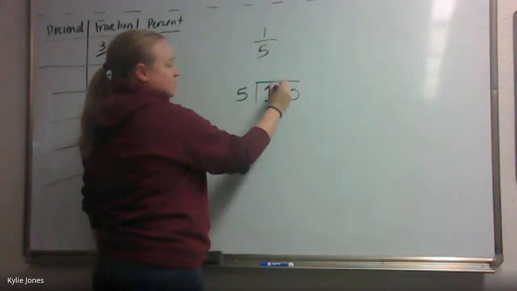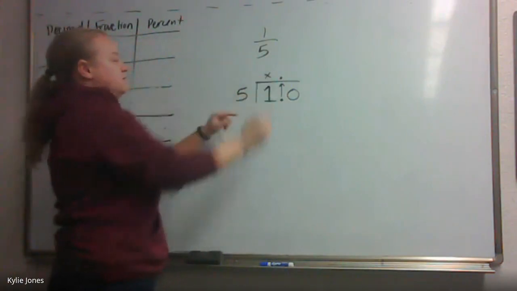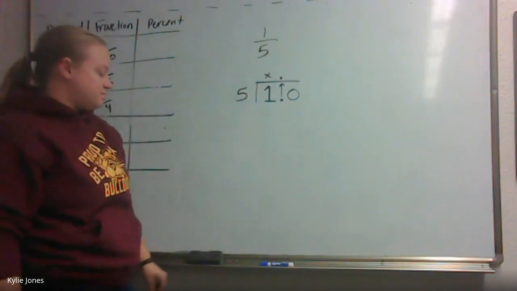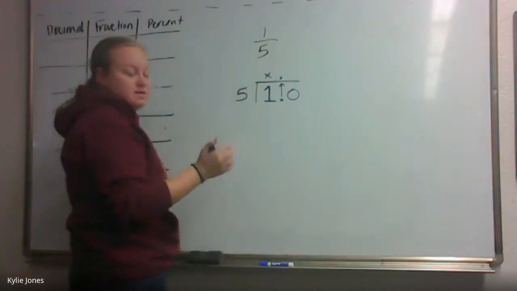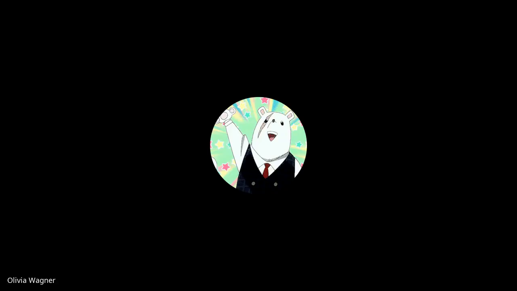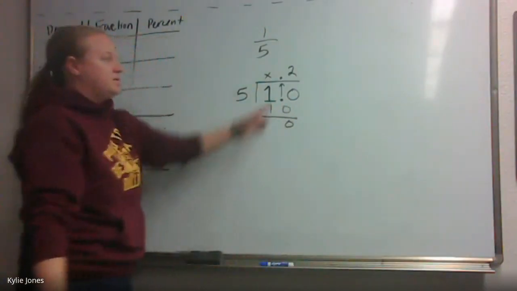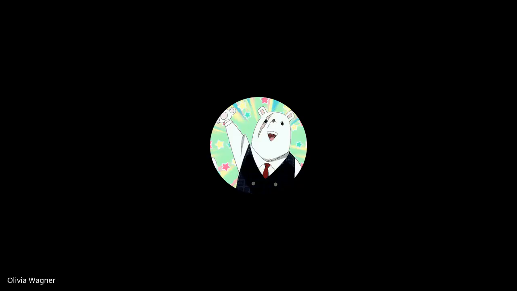And if we add a decimal, we bring it straight up. Now, we know it doesn't go into the 1. Does 5 go into 10? Yes. How many times? 2. Twice. Trying to get 0. So there's our decimal right there. 0.2, 2/10.